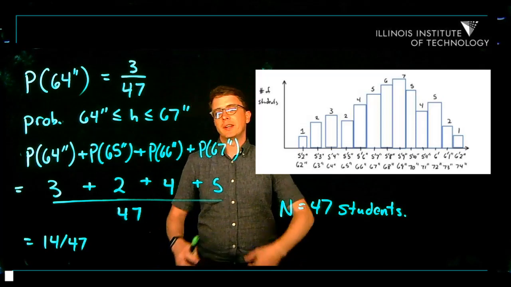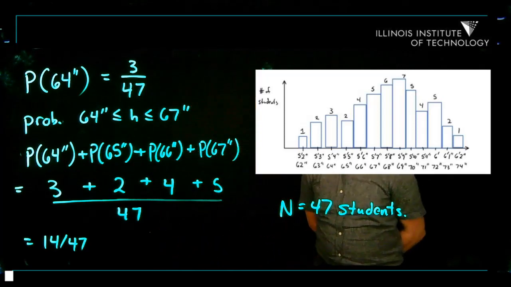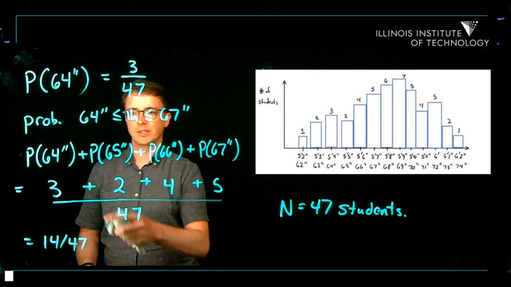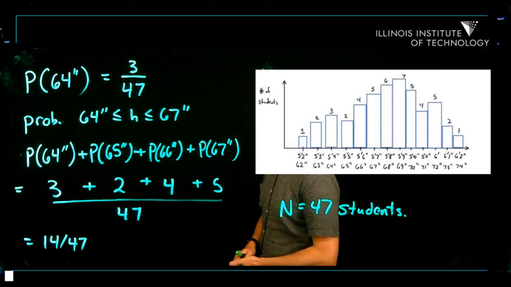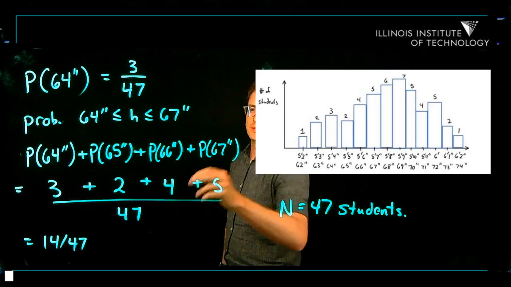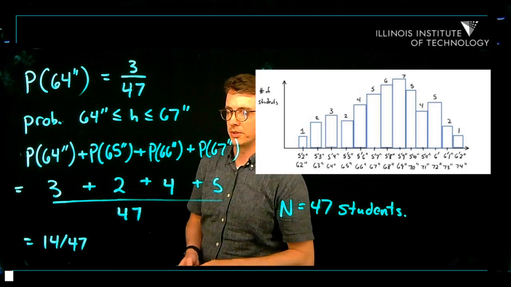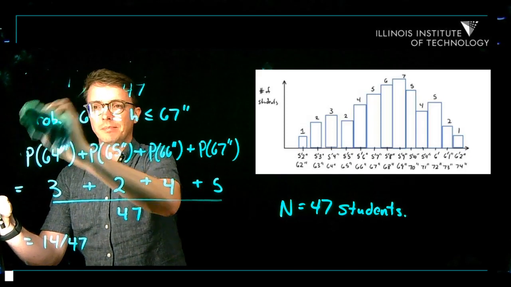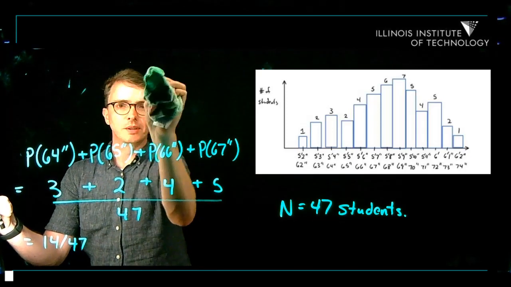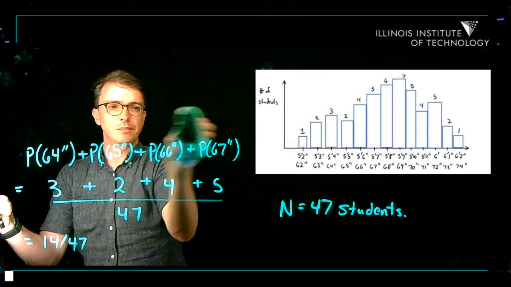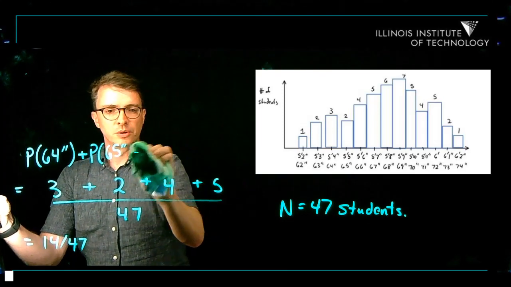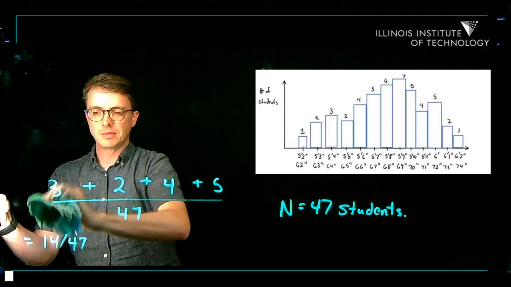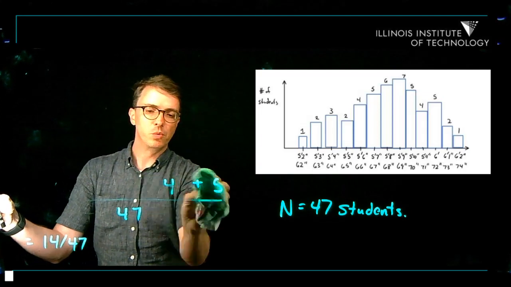Now, what's the probability that if I pick somebody at random they have any height? I should get 1, right? Of course, everybody in the class has some height. So you see here I added up the probabilities of these particular heights, 64, 65, 66, 67, and I got this number, 14 out of 47. But of course, if I added up all of the possible heights, I'd better get 1, 100% probability that a student selected at random has some height. So that's one way of saying that the data set is normalized. When we say the word normalized, we mean that the probabilities sum up to 1.